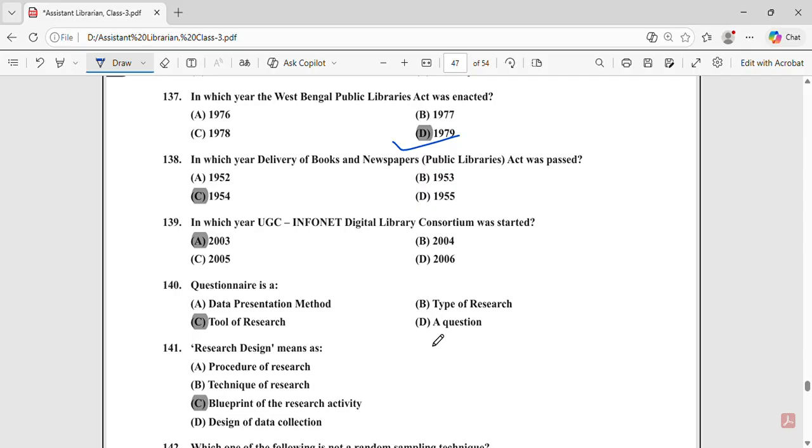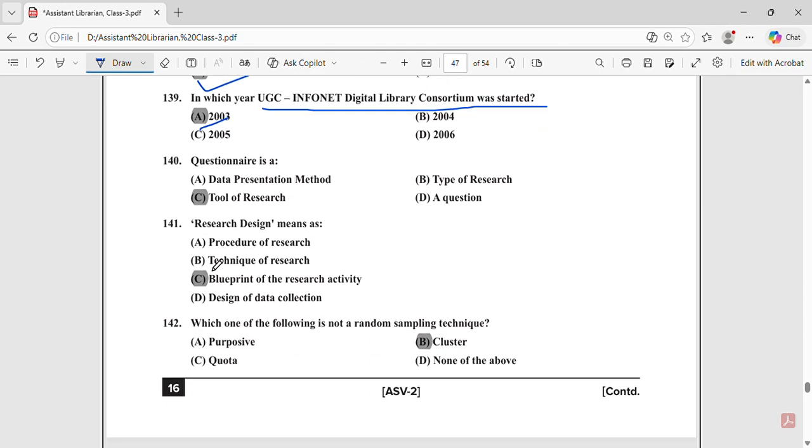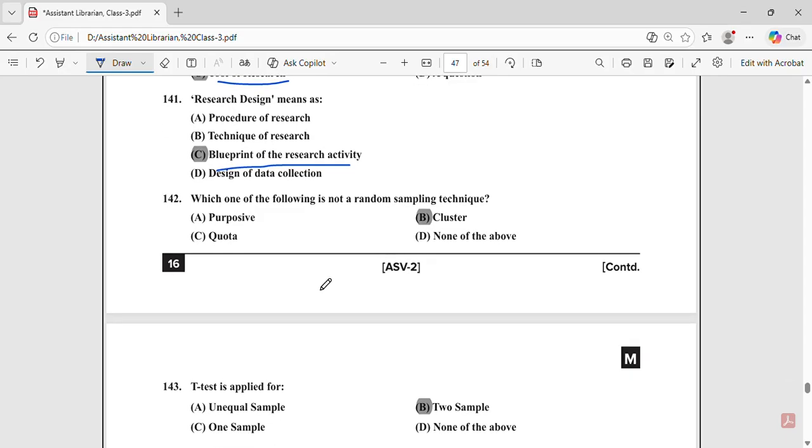In which year was the West Bengal Public Library Act enacted? 1979. In which year was the Delivery of Books and Newspaper Act passed? 1954. In which year was the UGC Infonet Digital Library Consortium started? 2003. Questionnaire is a tool of research.